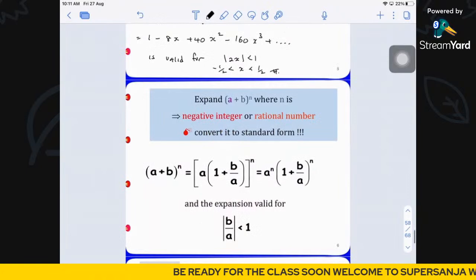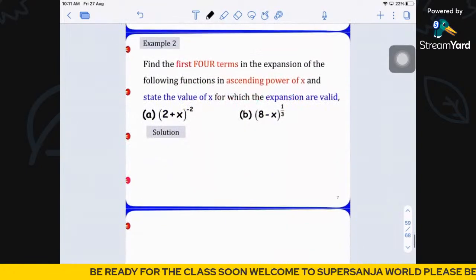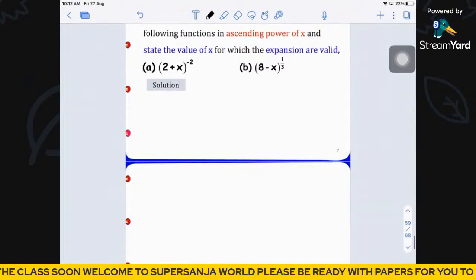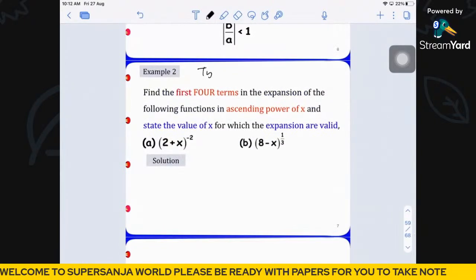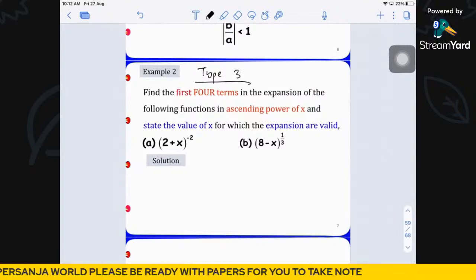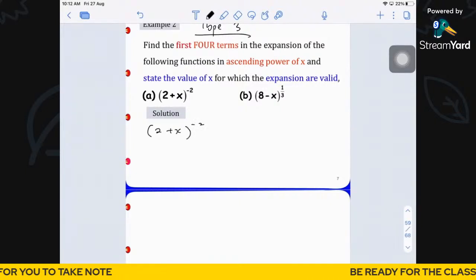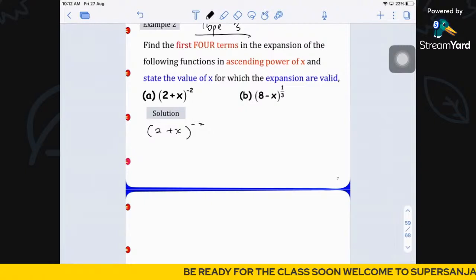Okay, so let's see another type here. Here is 2 plus x, power of negative 2. This is what I call type 3. Why do I call this type 3? Because the a is not 1. If you look over here, this is 2 plus x power of negative 2, and I told you the a must be 1. So how to make the a become 1?